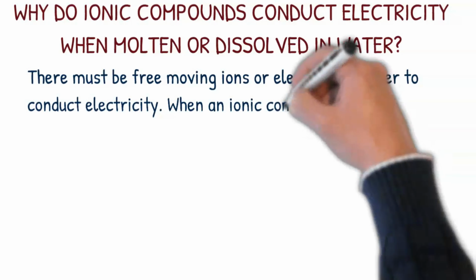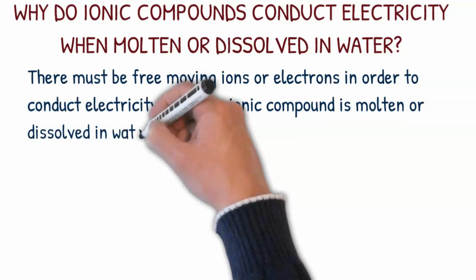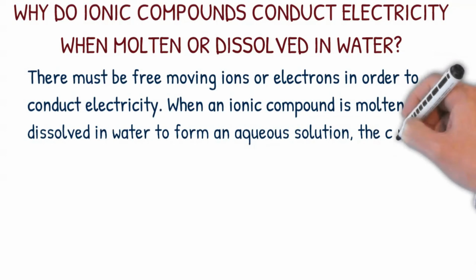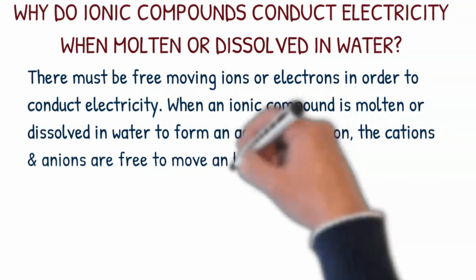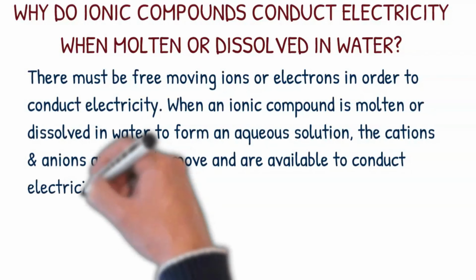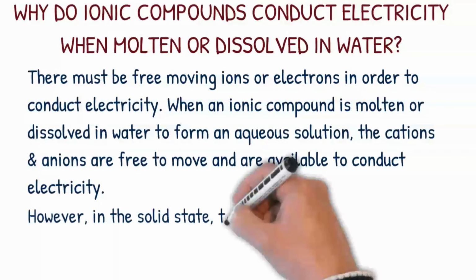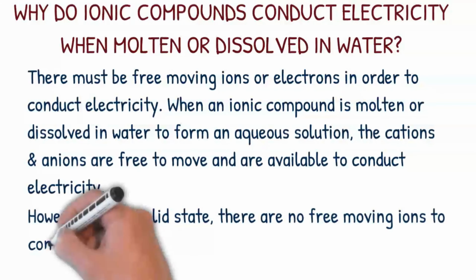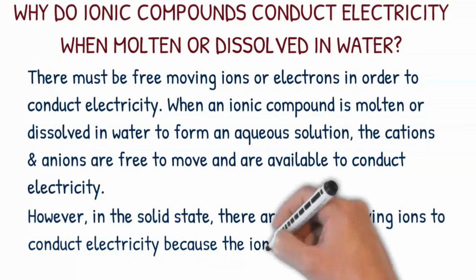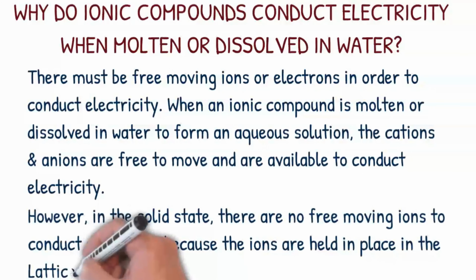When an ionic compound is molten or dissolved in water to form an aqueous solution, the cations and anions are free to move and are available to conduct electricity. However, in the solid state, there are no free-moving ions to conduct electricity because the ions are held in place in the lattice structure.